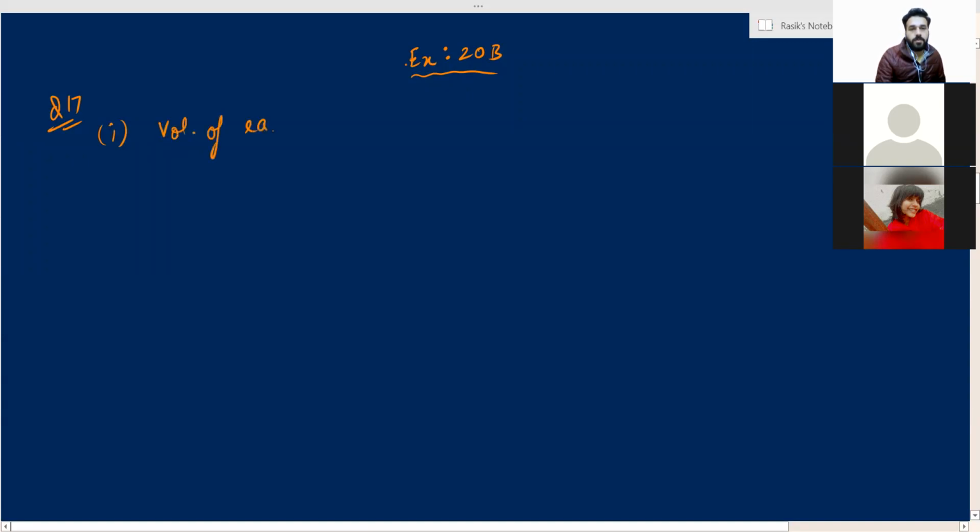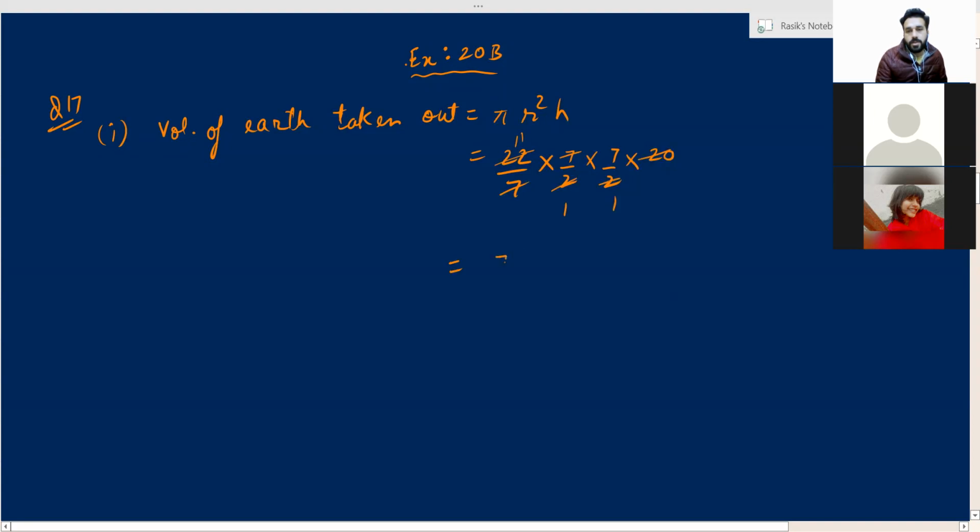Volume of earth taken out is equal to pi r square h. 22 upon 7. What is the radius in this case? The radius is 7 upon 2. Diameter is 7. That means the radius is 7 upon 2. What is the height? The height is 20. So 11 and this will be 10. So 7 into 11, 77 into 10.